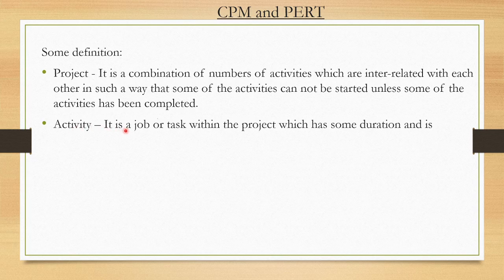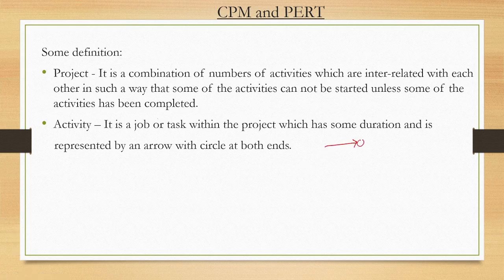What is an activity? It is a job or task within the project which has some duration and is represented by an arrow with a circle at both ends. So we have seen the activity. This was an arrow. For example, the activity was cake and it has some duration, which was 8 minutes, with two nodes, one at the starting and one at the finishing.